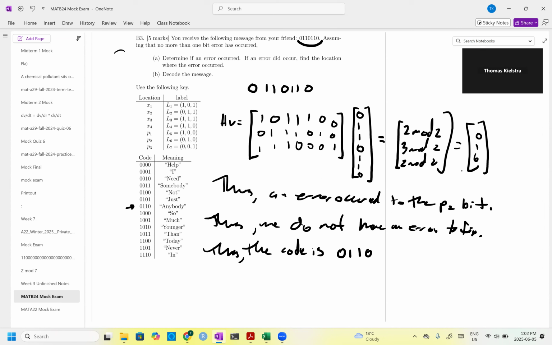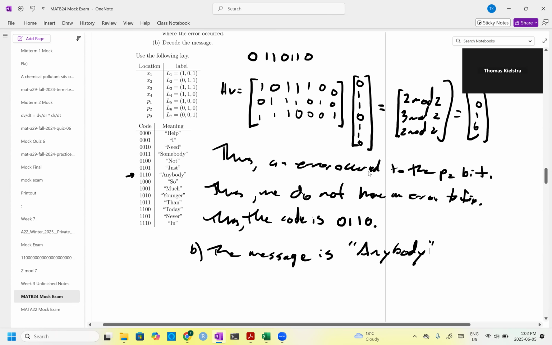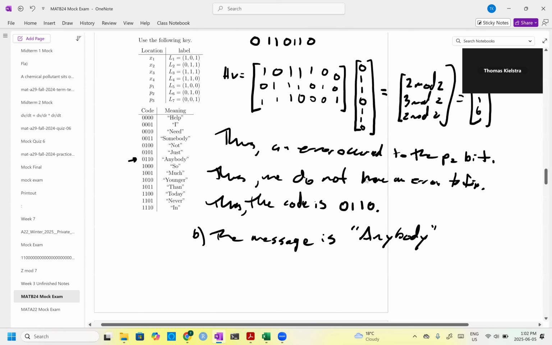B, the message is... So while there was an error, and the error was in the location 6 or the P2 bit, it doesn't need to be fixed because it's just a parity bit. So we get the original message.